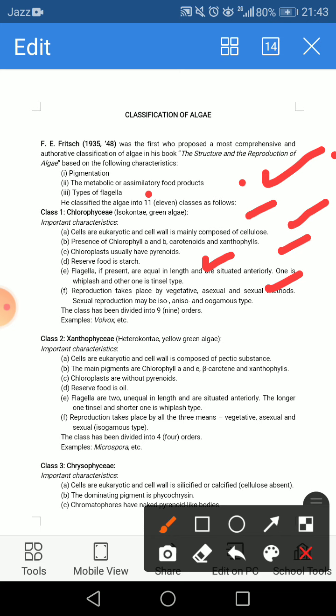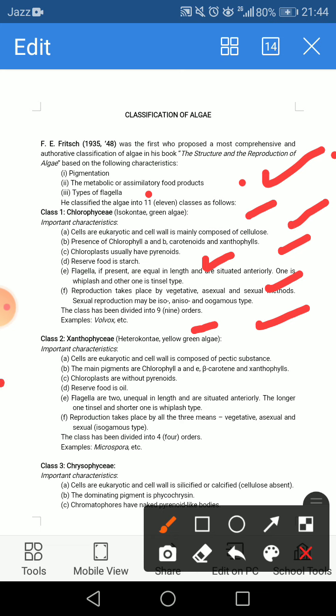Reproduction takes place by vegetative, sexual, and asexual methods. Sexual reproduction occurs by iso, aniso, and oogamous type. The class has been divided into 9 orders. Examples include Volvox.